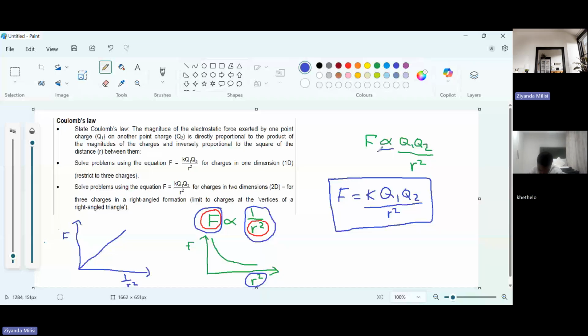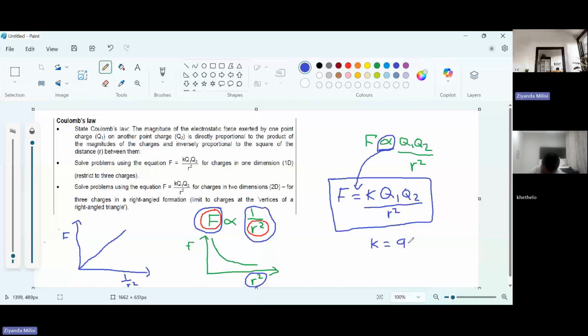What is the value of that constant? k is equal to 9 times 10 to the power 9. You will find it on the data sheet. Yes, it's given. It's a constant that you will find on the data sheet.